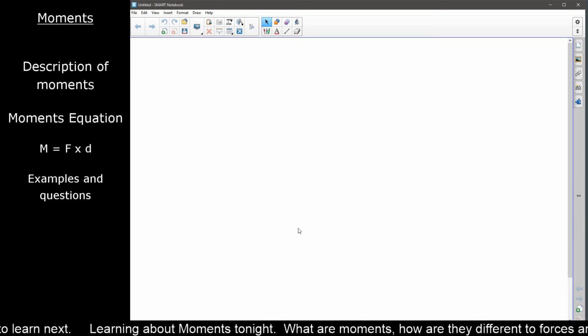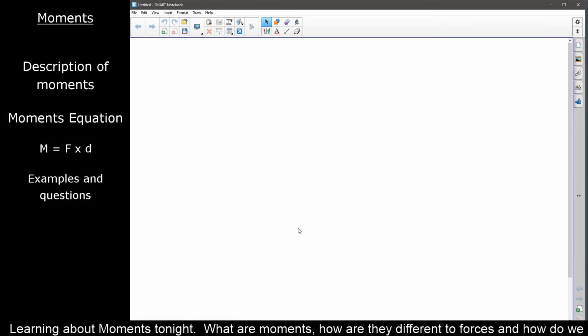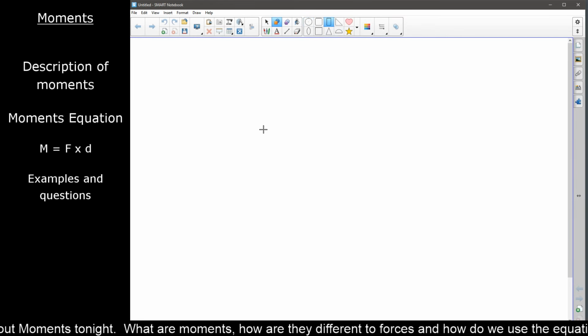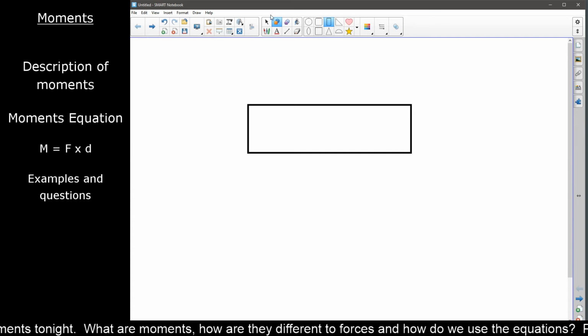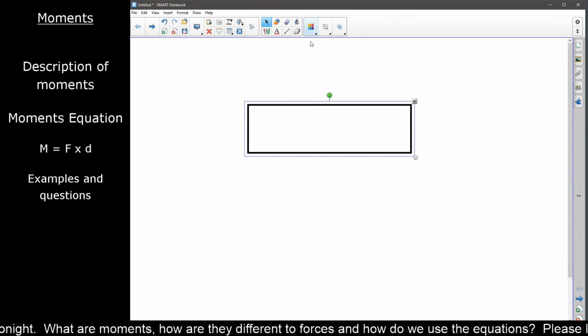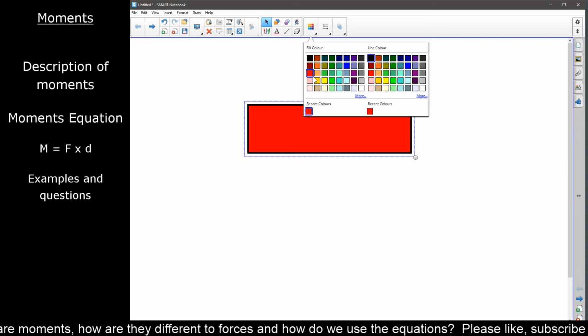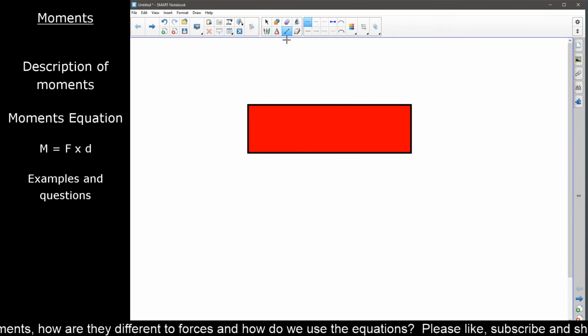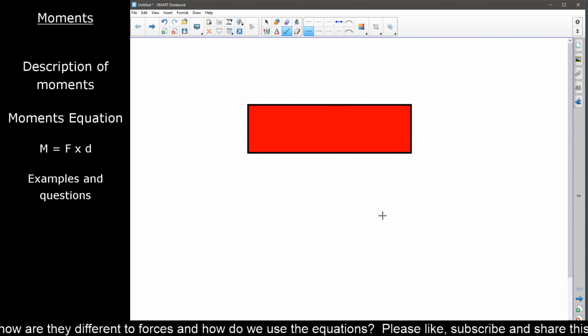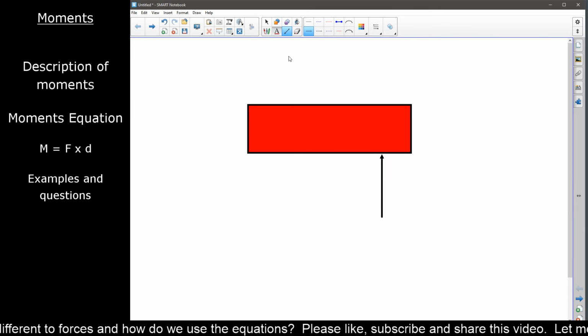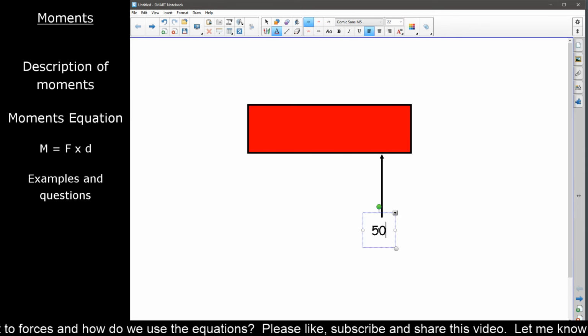So what we're going to get on with tonight is how things turn, why they turn, and how this is different to general forces. If I take an object, let's take a little block and colour it in a bit, a little red block, and we're going to give that a force. We're going to put an arrow here and push this thing with 50 newtons.